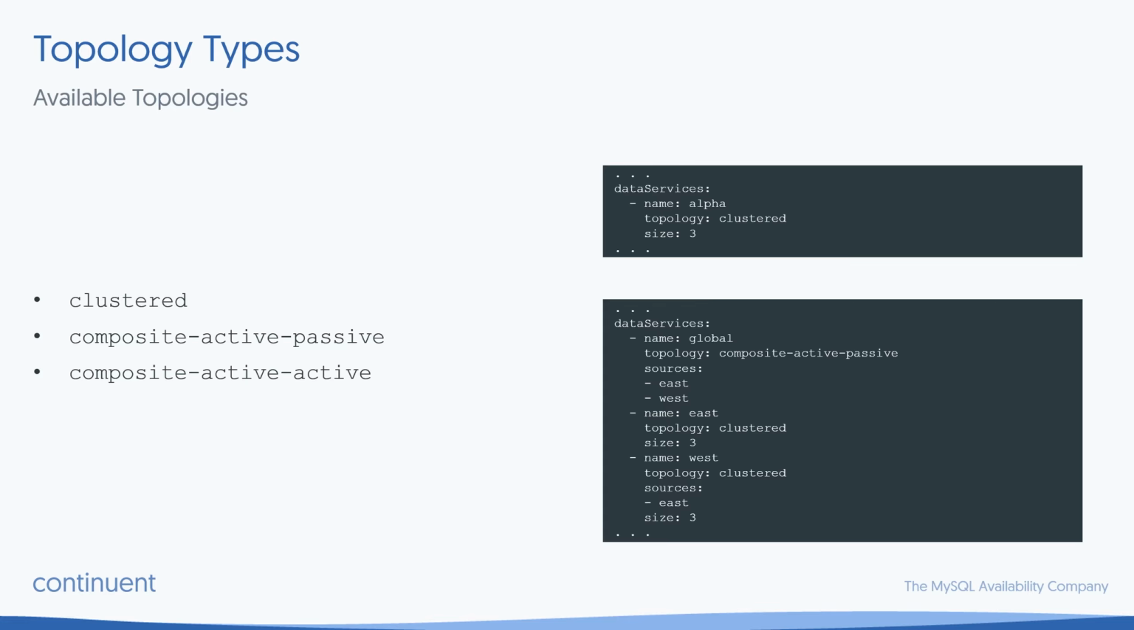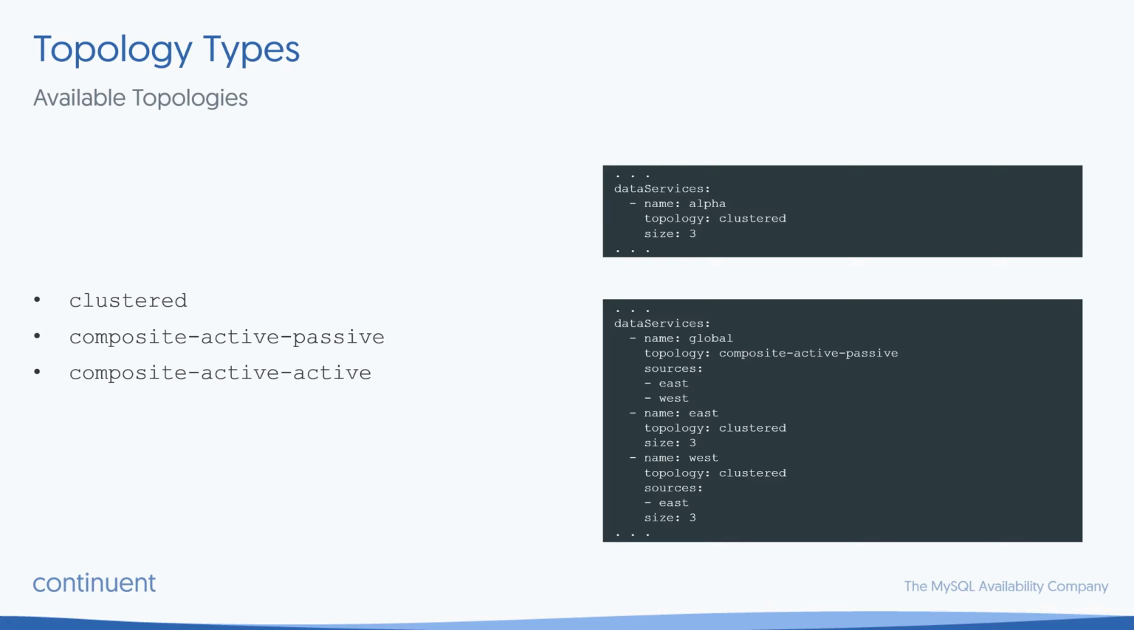If you wish to deploy a composite active-active or active-passive cluster, you use the same cluster topology, but you group that within the relevant topology, here in this example. So we have the data services, the name of global, which is the main global composite cluster. Topology is active-passive, and its sources, it is made up of 2 other clusters that we're going to create called east and west. That's the sources for the global composite. You then define those individual east and west clusters.